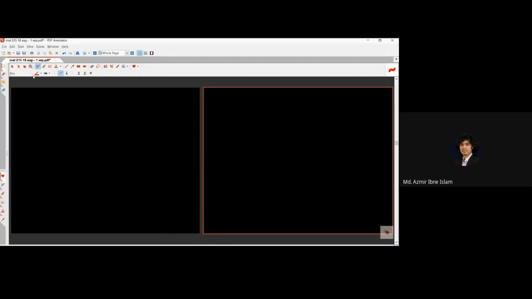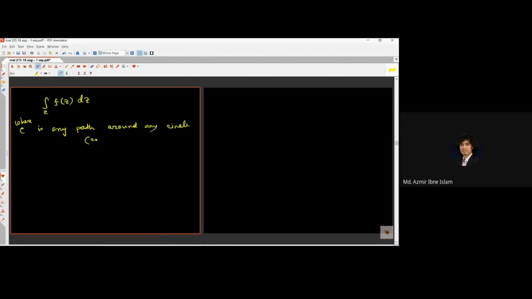So at first, let's take the common form of integration of f of z dz with a path c. This time it is mentioned that c is any path around a circle. It may be in counterclockwise or clockwise direction. You know from chapter 1, whenever you started this course, there is a concept of circular region, that is annulus, disk. So that concept is again helpful here.